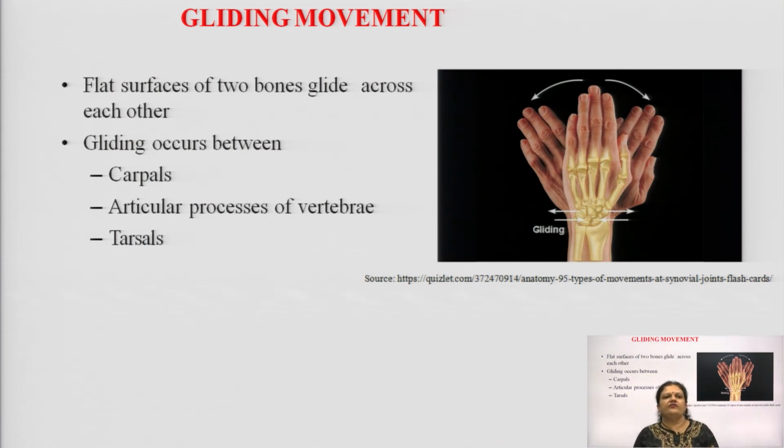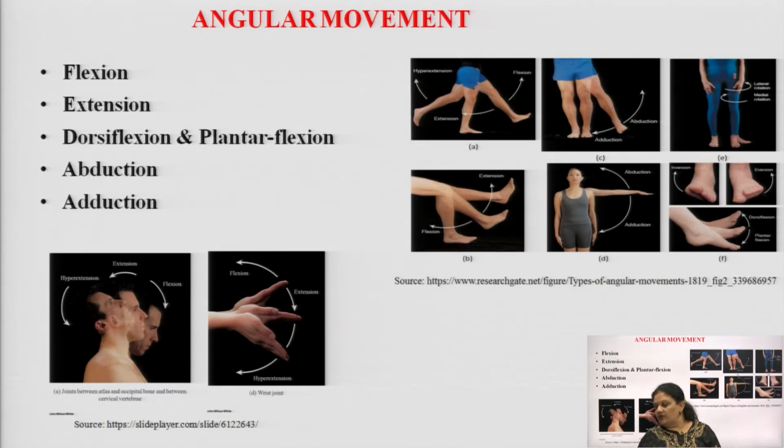Gliding occurs between the carpals and between the articular processes of the vertebrae. This type of movement you will see in the vertebral column also during sleeping, sitting and standing. After a lying position we sit and stand up. This bending in the vertebral column is there because of the gliding movement, the ability of these vertebrae to show gliding movement, and then in the tarsals also.